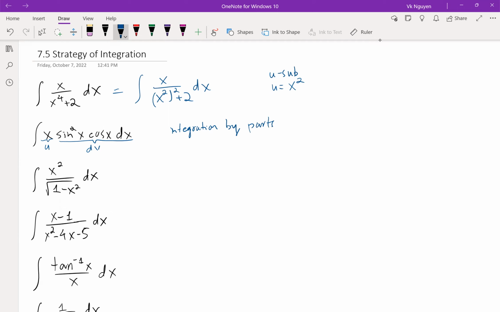Look at the integral of x squared over the square root of 1 minus x squared dx. We have a radical, the square root of 1 minus x squared. Ta-da! We use trig substitution. Trig sub x equal to sine theta.